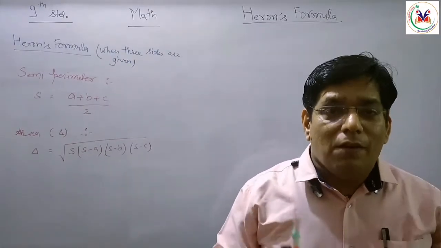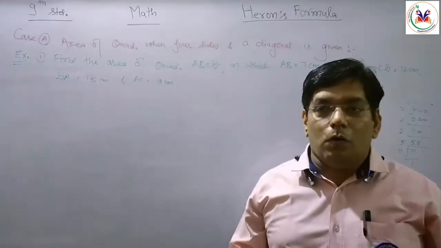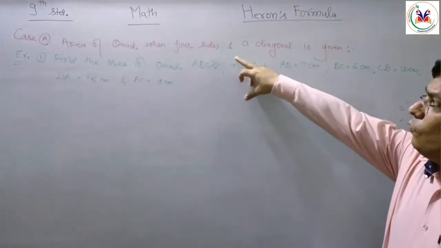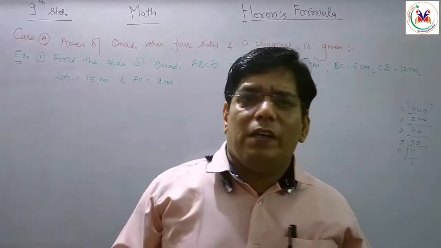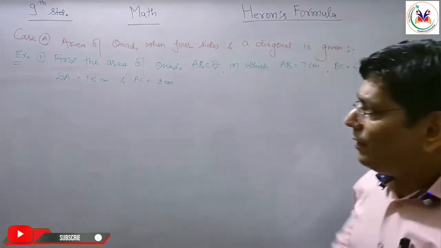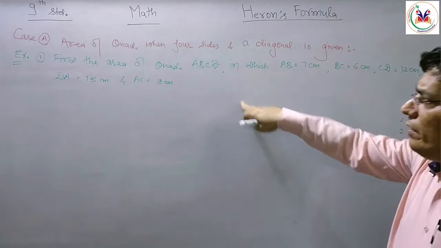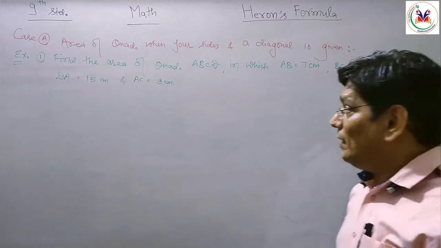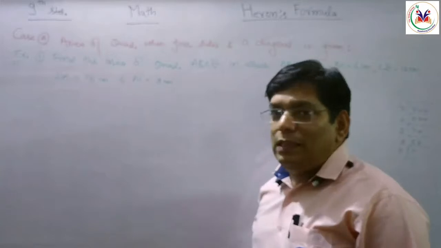The first case of getting the area of a quadrilateral is when four sides and a diagonal are given. That means you have to calculate the area of the quadrilateral, and four sides and one diagonal are given. Example: find the area of quadrilateral ABCD in which AB is 7 centimeter, BC 6 centimeter, CD 12 centimeter, DA 15 centimeter and AC 9 centimeter.